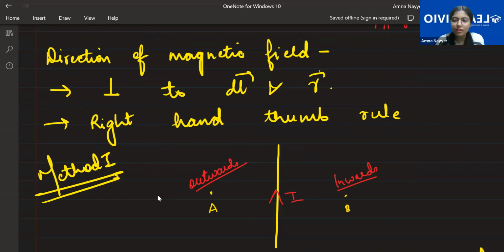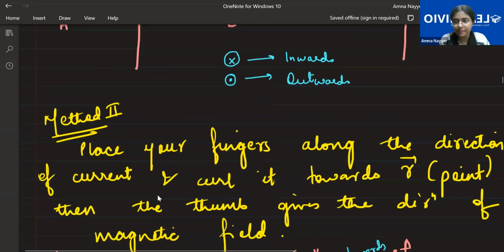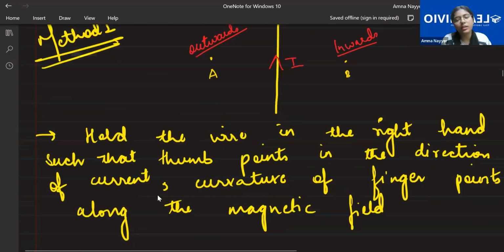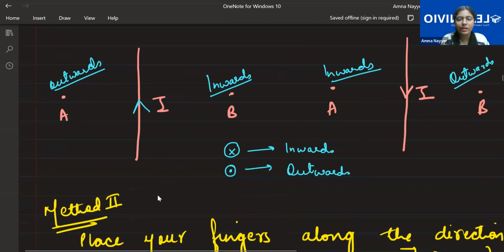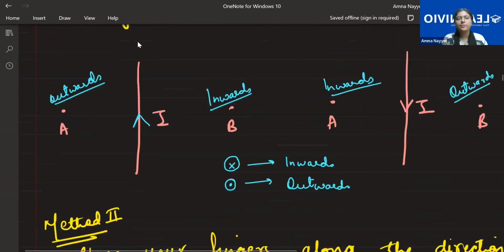Both are right hand thumb rule. All these are right hand thumb rule only. You just have two main rules: right hand rule, left hand rule. So both of these are right hand thumb rules only. It's just that the methods are different. Okay, I'll write the method too then. Then write the method too, but then write the examples from here.